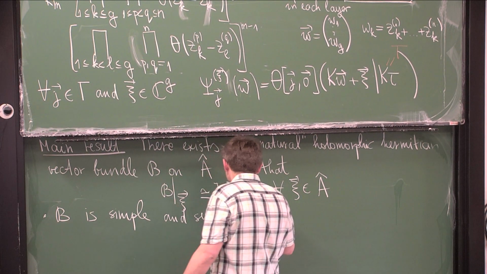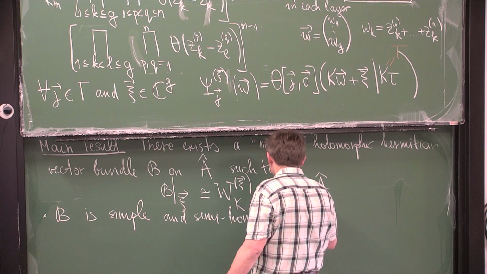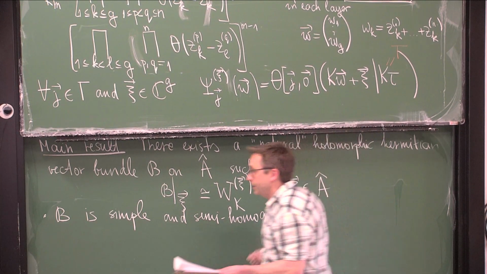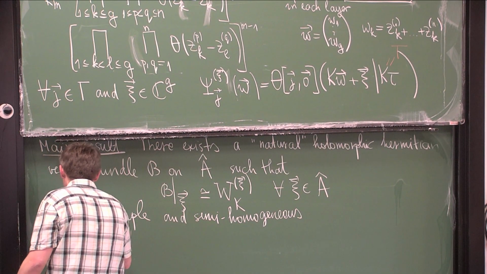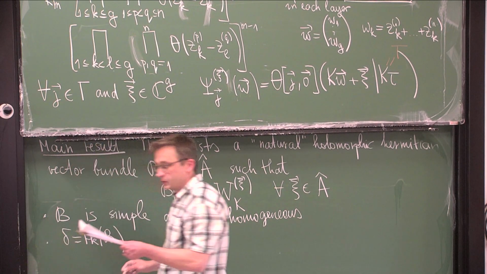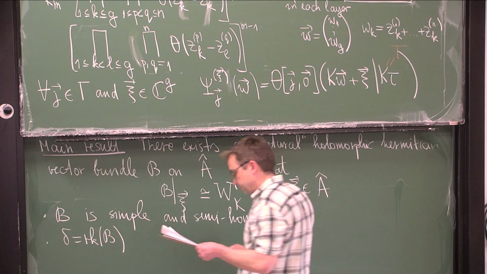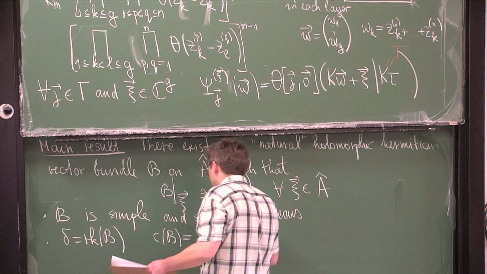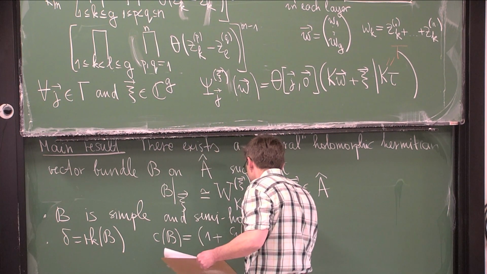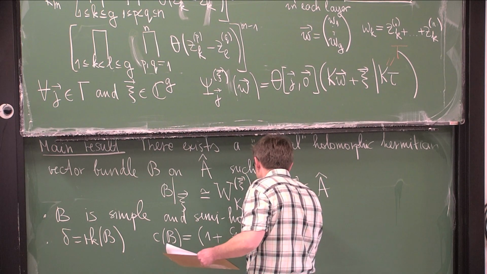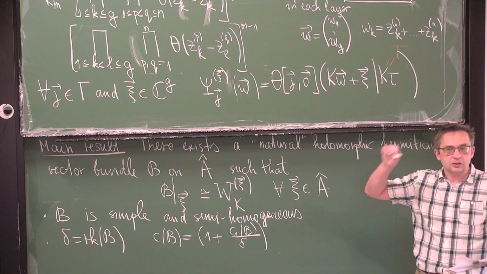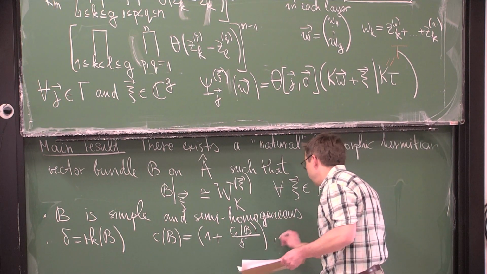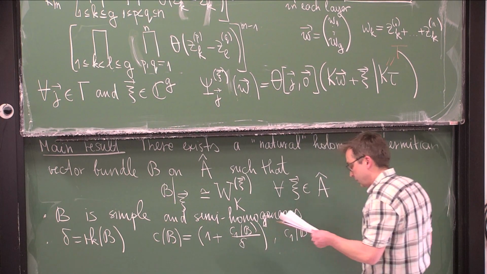So it is simple and semi-homogeneous. You're not supposed to know what semi-homogeneous is, but a property is interesting. For semi-homogeneous vector bundles, the total Chern class is expressed via the first Chern class. So this vector bundle has higher Chern classes, but they are all expressible via the first one. And for the first one, we have a closed expression.